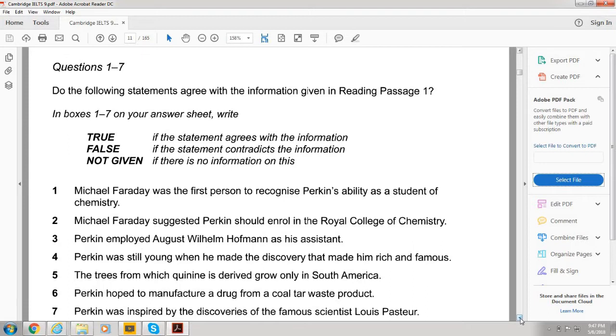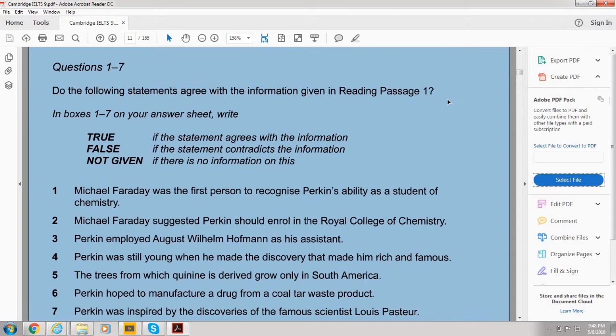So you can see, all of you, true, false, and not given is one type of question on your screen right now. What we got to do is, because for these types of questions, true, false, and not given, whatever the question is, you just got to tell, because the statement is there. And you really need to read out the question, like, just for example, Michael Faraday was the first person to recognize Perkins' ability as a student of chemistry. Now, this is the very first question.